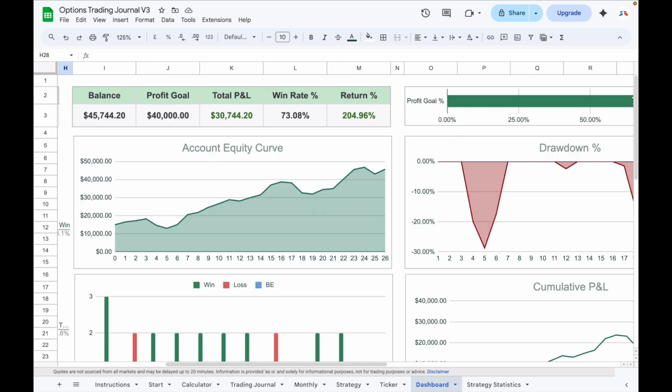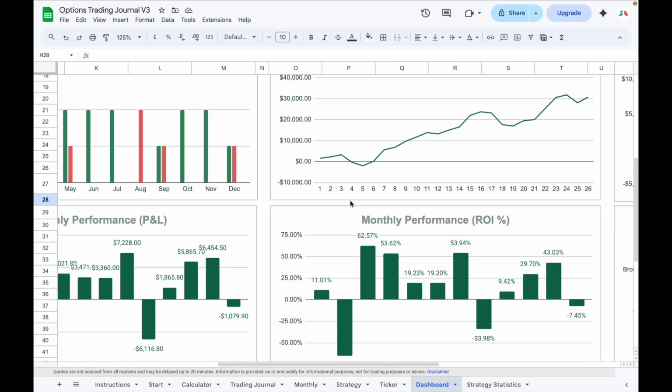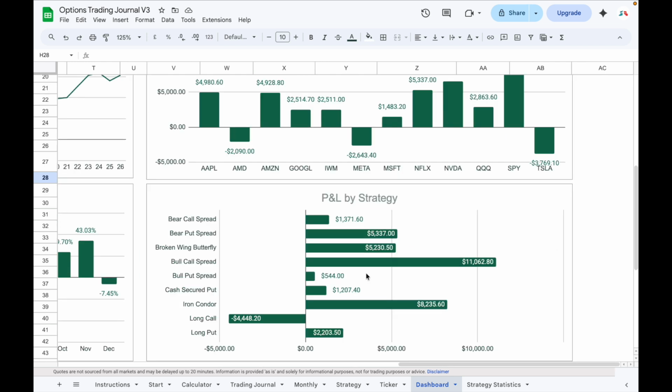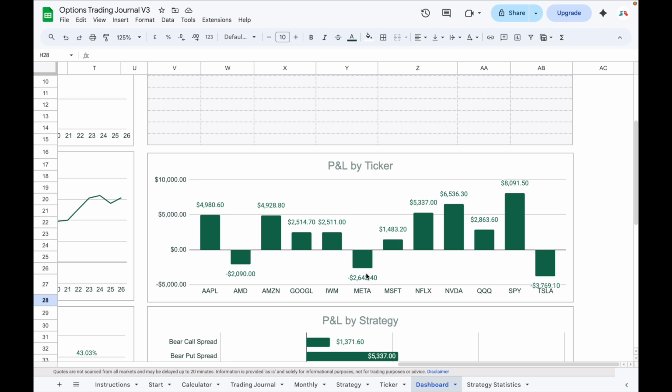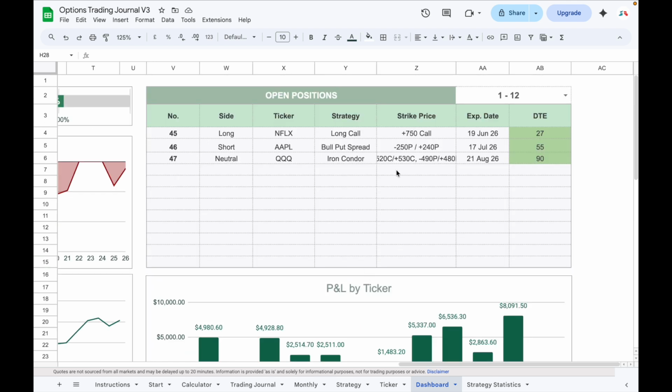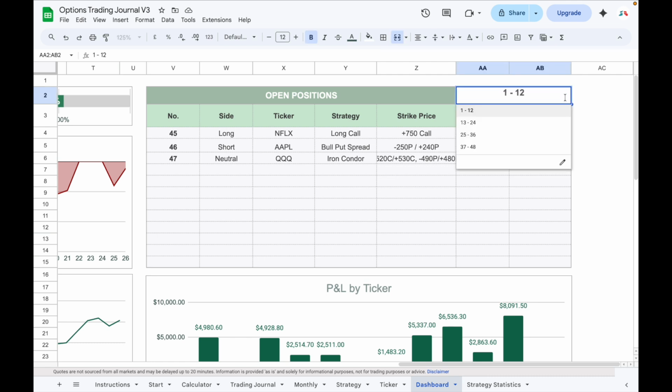The dynamic charts and graphs let you visualize and analyze your year, including the account equity curve, drawdown percentage, and monthly trade statistics. You can also see your P&L by strategies and P&L by ticker for the selected year. The open positions section displays up to 12 of your current open trades. If you have more than 12 open positions, use the drop-down menu at the top to view additional pages.